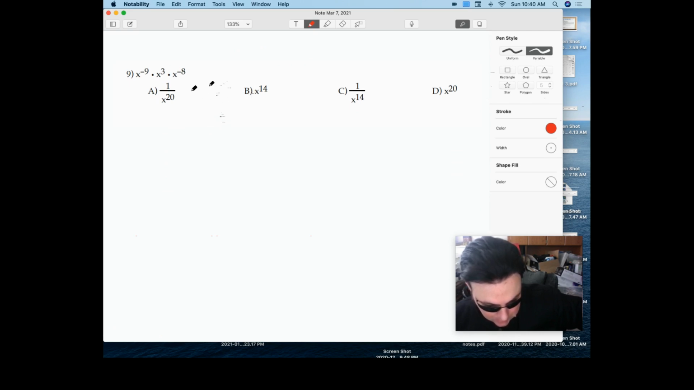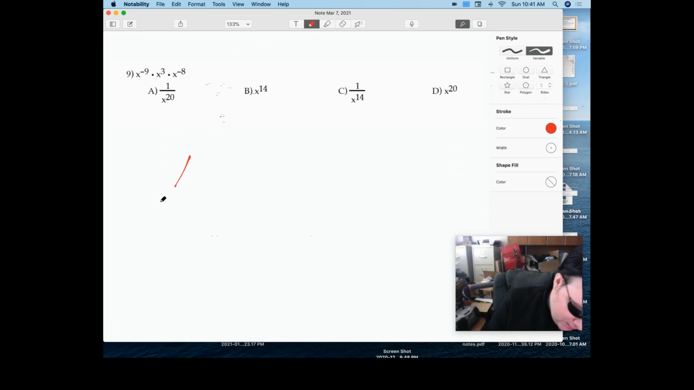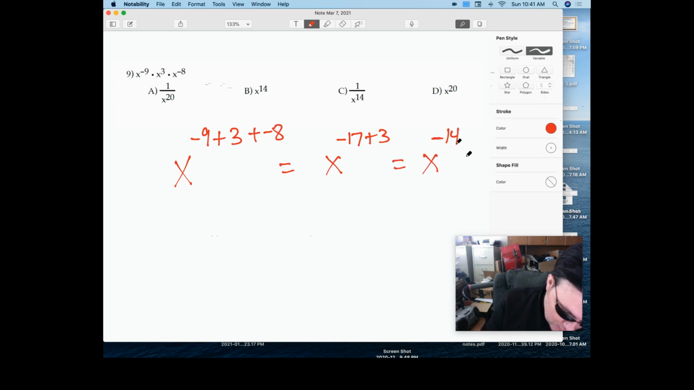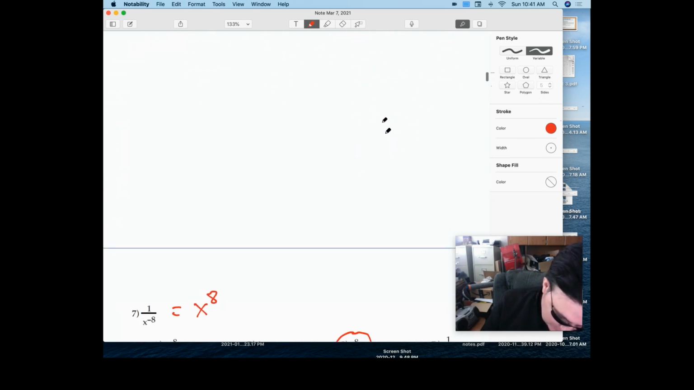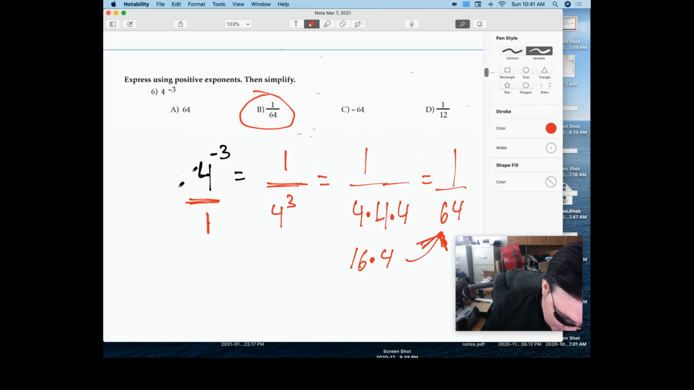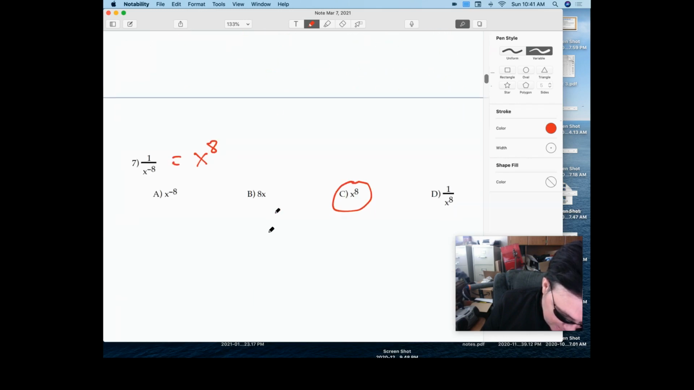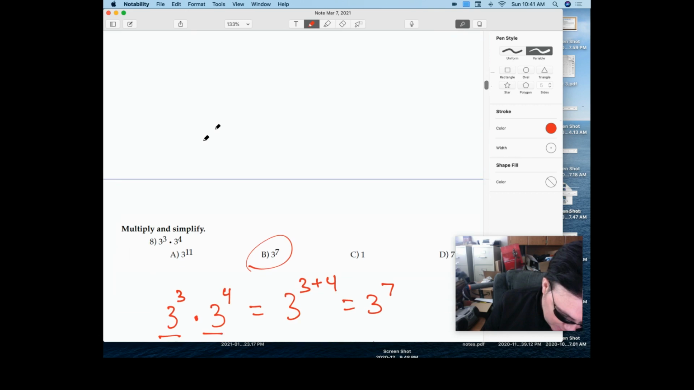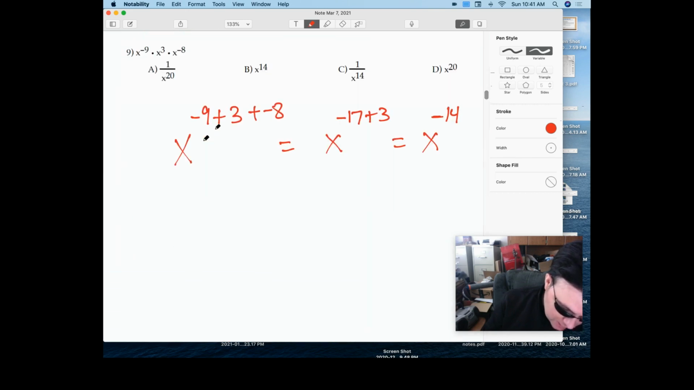Okay, so I just finished telling you that we add the exponents. So this is just x to the negative 9 plus 3 plus negative 8. When I put these together, I get x to the negative 17 plus 3, which is x to the negative 14. Now, I also told you earlier that when values are raised to a negative exponent, that just means we change the position. If it's in the numerator, it goes to the denominator. So what we can extrapolate from this question is that this becomes 1 over x to the 14th.